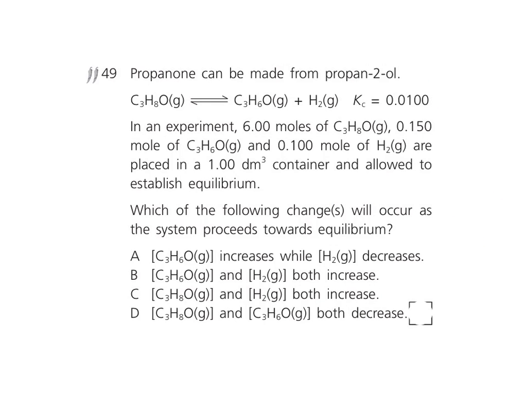Number 49 looks to be a similar question. We've got 6 moles, 0.15 moles, and 0.1 moles, all in a 1 liter container, and they're allowed to reach equilibrium. Which of the following changes would occur as we go towards equilibrium? So similarly, we're just going to find Q and then compare it to Kc, and then hopefully see one of those choices down below as the right answer.